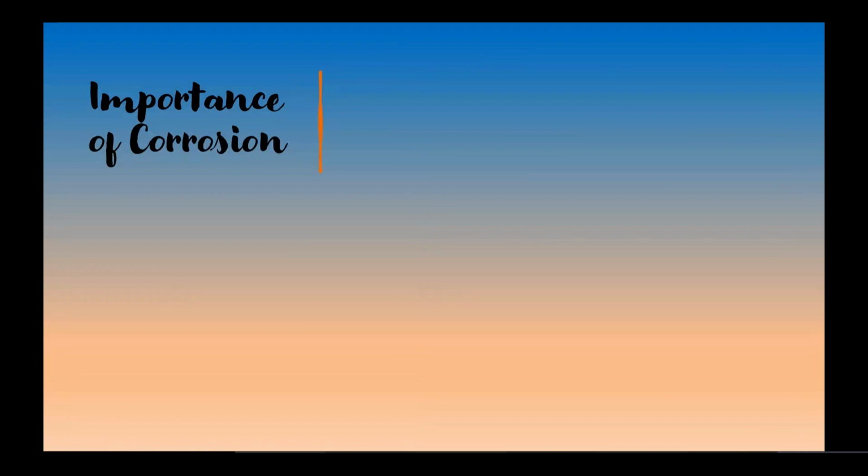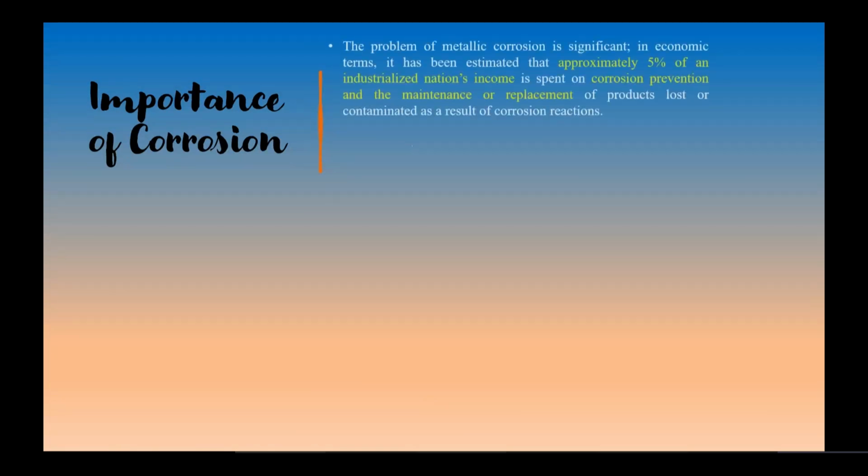Now, what is the importance of corrosion? The metallic corrosion is such a significant problem that for an industrialized nation's income, approximately 5% of the income is basically spent on either preventing corrosion, or it is being spent on the maintenance or replacement of the products which are lost or contaminated as a result of corrosion reactions. It's such a huge problem.